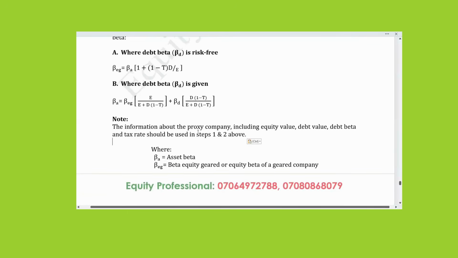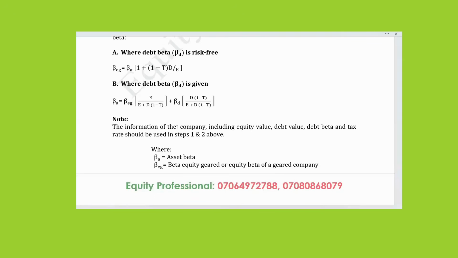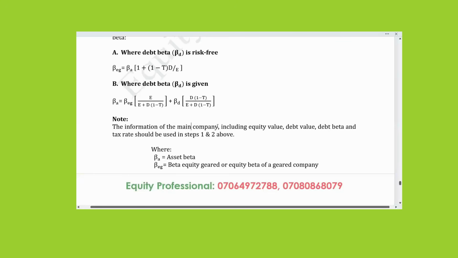Notes. The information of the main company, including debt value and equity balance, should be used in steps 3 to 5.